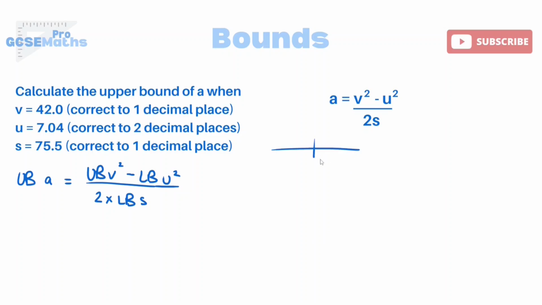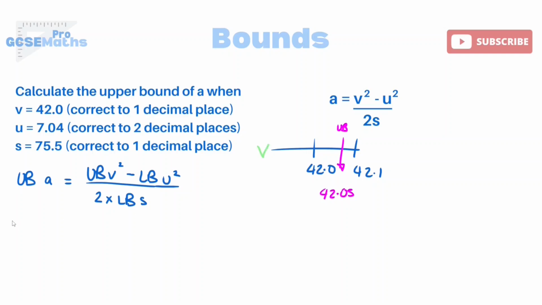So for V, we've got 42.0, correct to 1 decimal place. Now I want the upper bound of V, so that's 1 above, so 42.1. Again, don't think that that's going to be 42.5, because it's not. It's looking at 1 decimal place. So the upper bound is 42.05. Okay, that's another complicated one to figure out, and they do tend to choose kind of harder ones like that as well to trip you up.